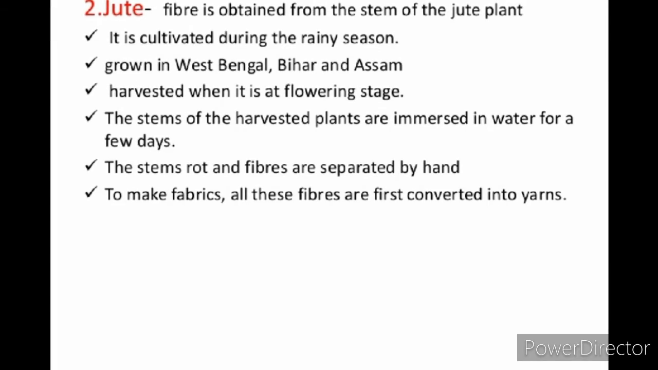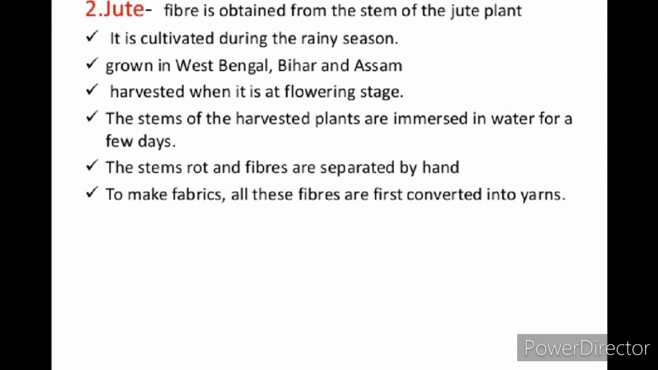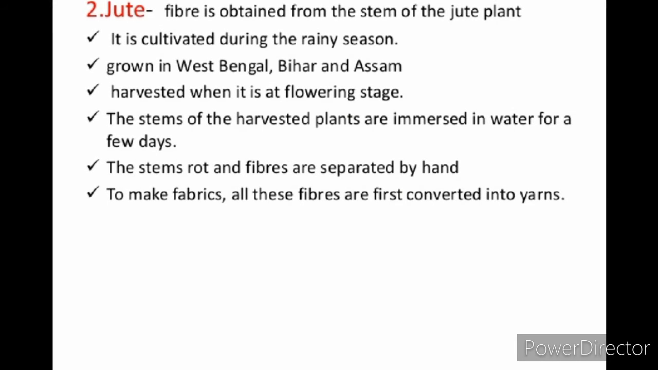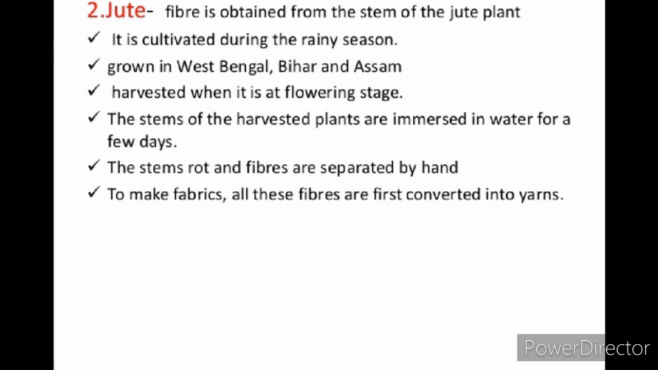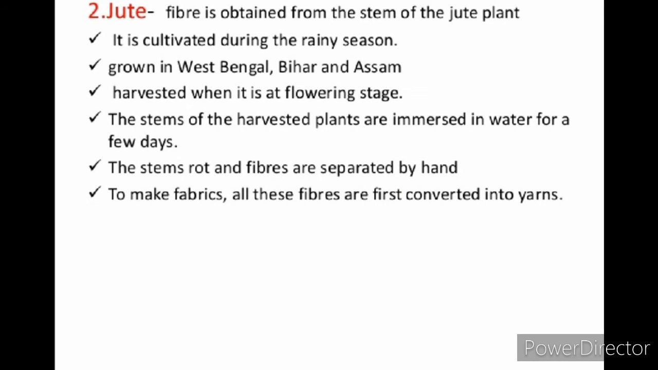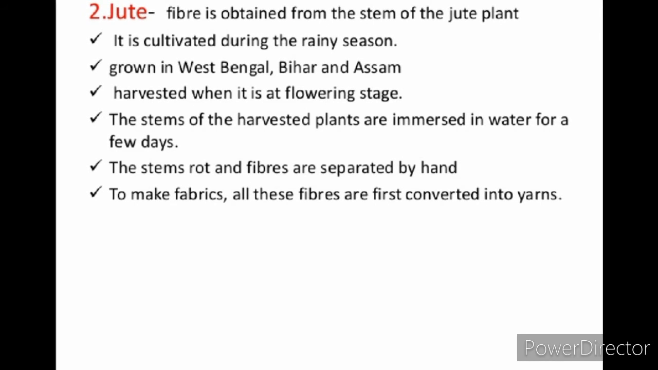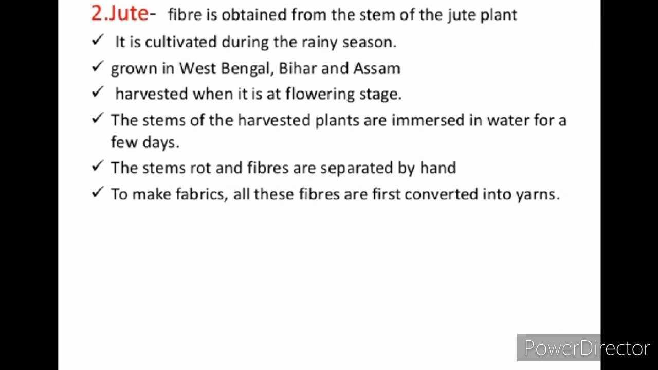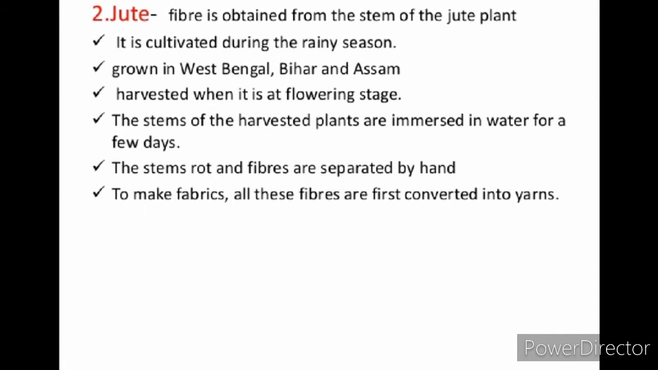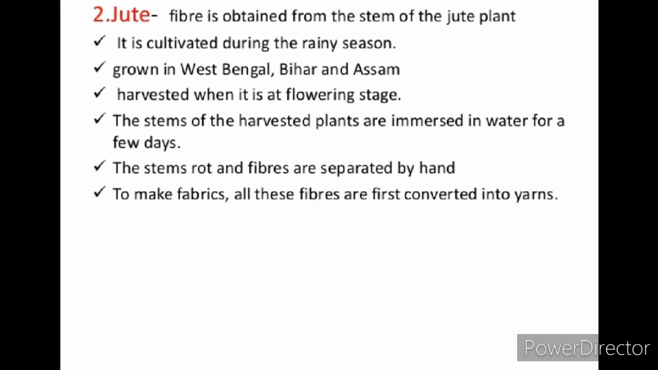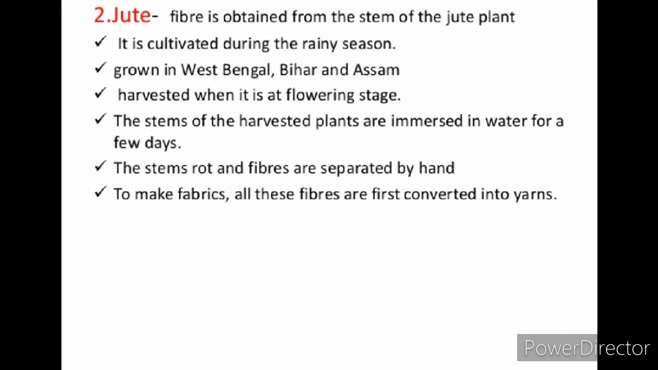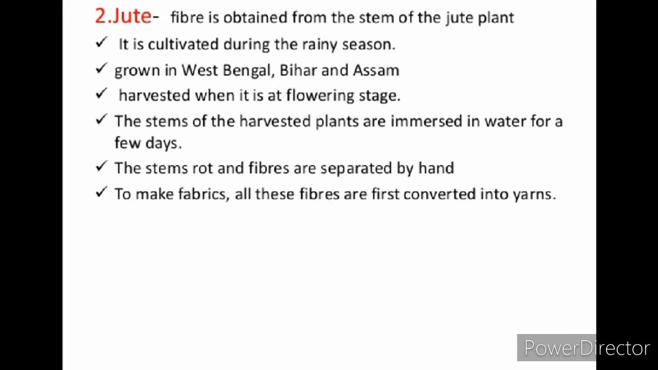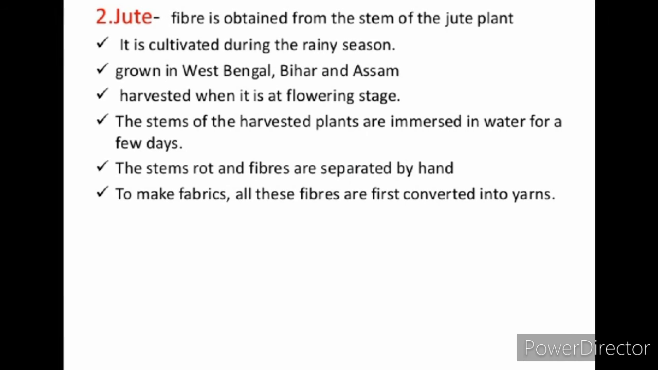We'll go for the next natural fiber, that is jute. Jute fiber is obtained from the stem of the jute plant. It is basically cultivated during the rainy season. This means this cultivation needs water. It is usually grown in West Bengal, Bihar, and Assam. Unlike Maharashtra, Gujarat, and Madhya Pradesh for cotton, it is grown in West Bengal, Bihar, and Assam.